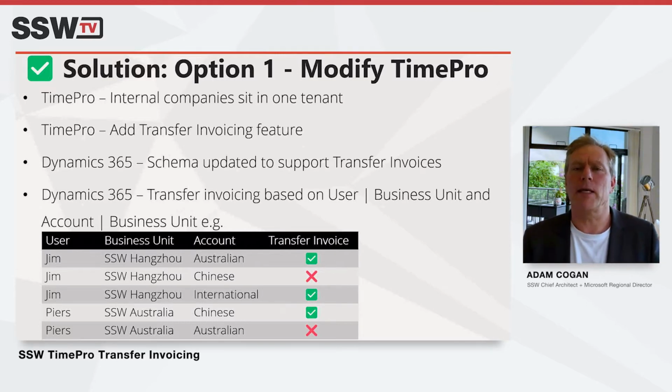What about Piers? He's an Aussie working for the Chinese office, which he does sometimes. He would need a transfer invoice, but that transfer invoice would be going the other way. And then we also have Piers, who also does work for Aussie clients. No transfer invoice required.